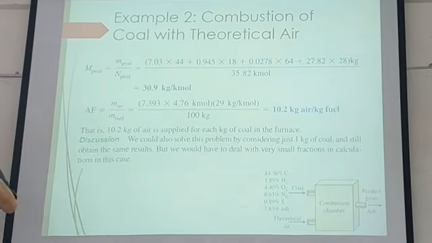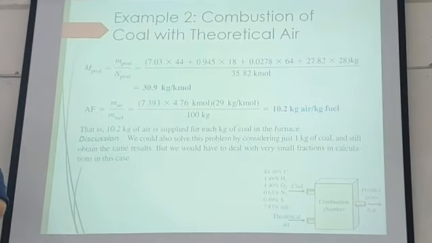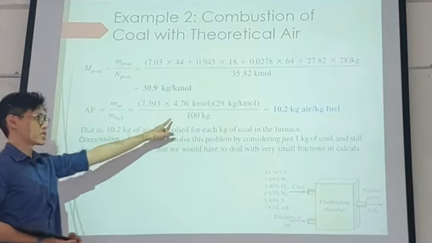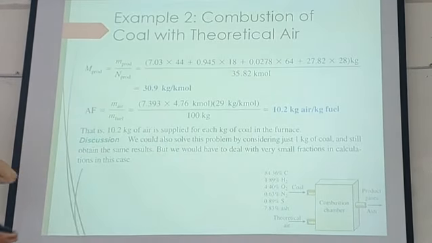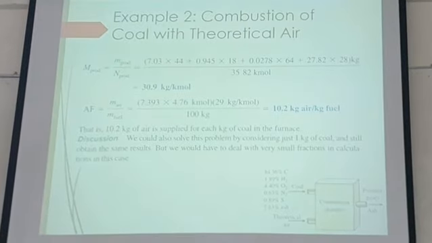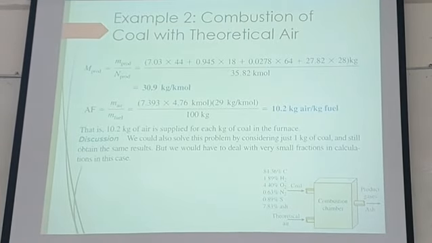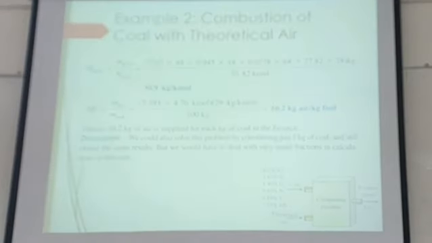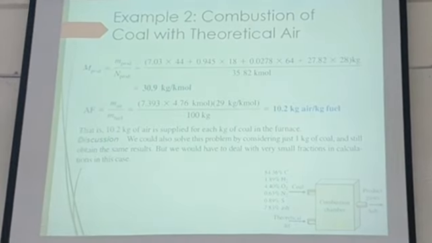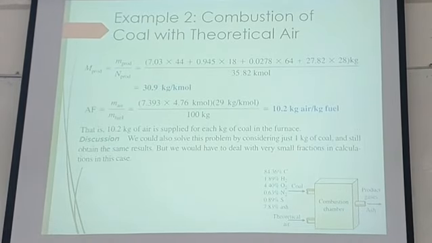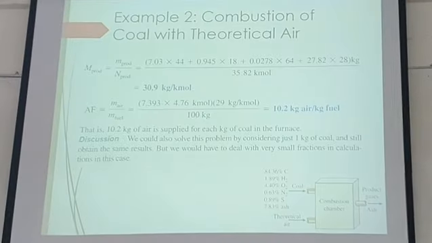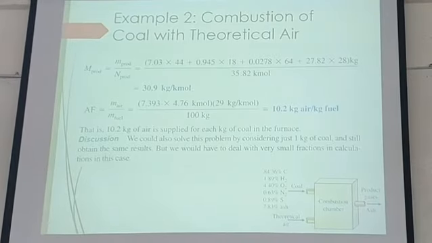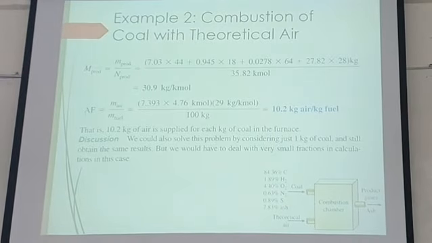Even though we say disregard ash, ash is still part of the coal. So here we can just use 100 kg directly. Then you can get the air-fuel ratio of this combustion. So 10.2 kg of air is supplied for each kg of coal in the furnace. So we could also solve this problem by considering just 1 kg of coal and still obtain the same result, because like I said, they are all just ratios actually. But then we will have to deal with very small fractions in the calculation in this case, so just like what we did.